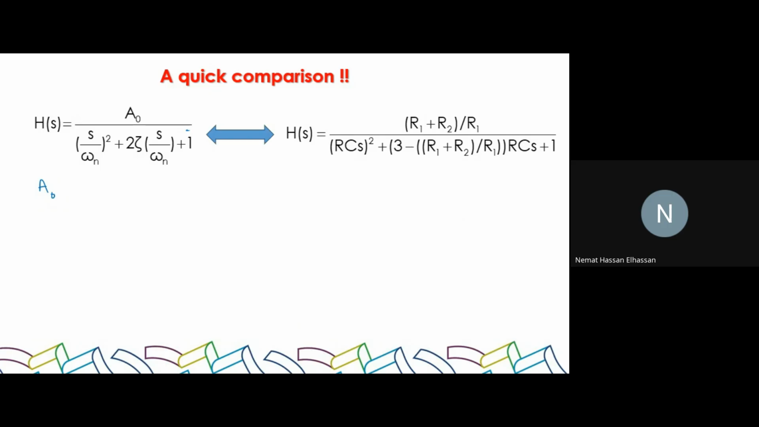Is the idea clear? Okay, can we compare the left hand side equation with the right hand side equation to get A0?